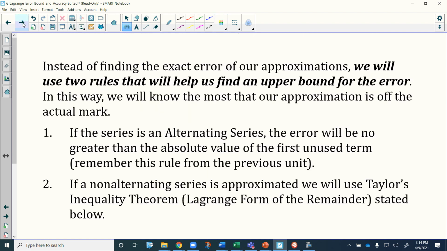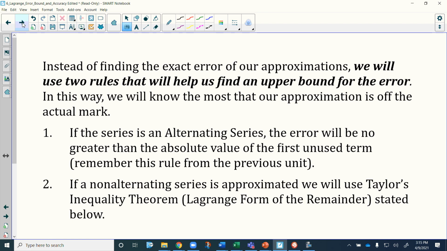One of the things that we're really going to be taking a look at is finding the accuracy of the approximation. That's where we're going to get into what's known as Taylor's inequality. Now, instead of finding the exact error of our approximations, we'll use two rules that help us find the upper bound for the error. In this way, we will know the most our approximation is off the actual mark.